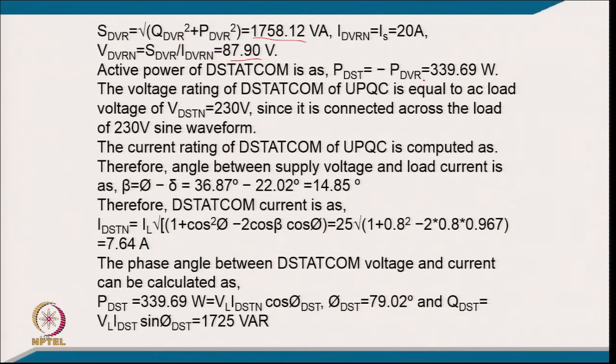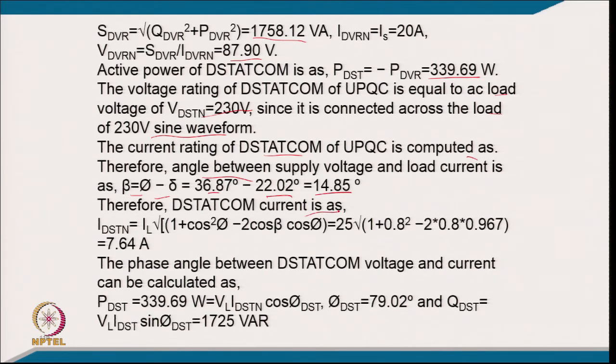The active power of D-STATCOM is the same as the active power of DVR, that is 339.69, which we calculated earlier, and the voltage rating of the D-STATCOM of the UPQC is equal to the AC load voltage 230 volt, as it is across the load. So, the current rating of D-STATCOM is computed from the angle calculation of beta equal to 36.87 minus 22, so 14.85.